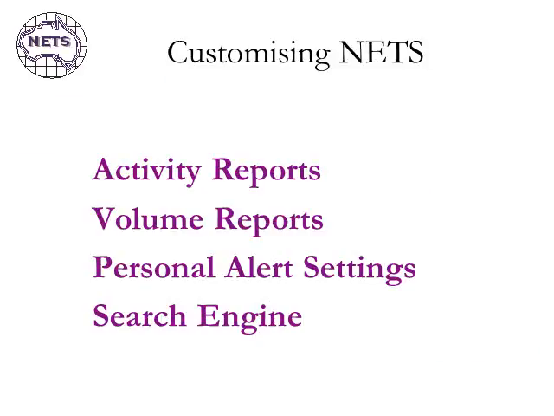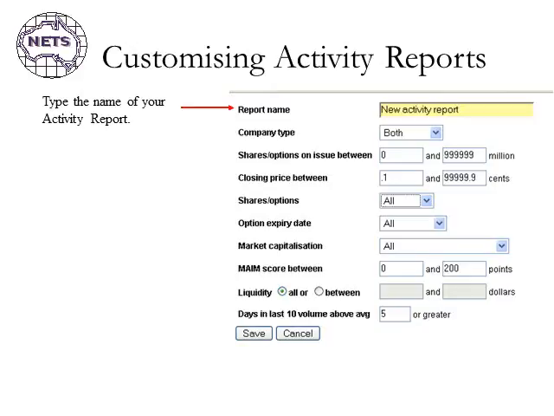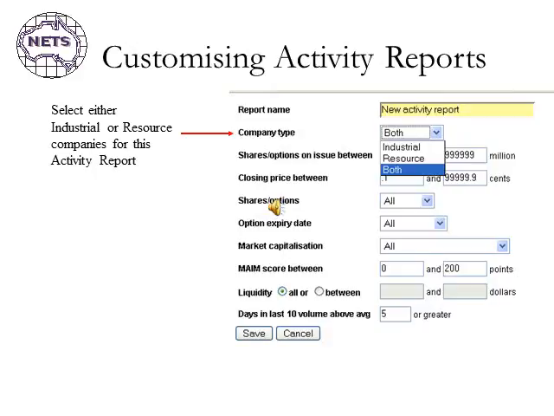Customising your NETS reports will save you valuable time and effort when researching trades. To customise activity reports, highlight Activity to activate the NETS activity reports, then select New to create a new report, or Edit to edit an existing report. Then type the name of your activity report. For example, Speculative Mining Companies. Select either Industrial or Resource Companies for this activity report. If you choose to, you can also select both.